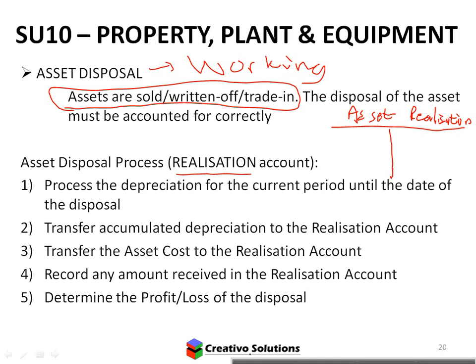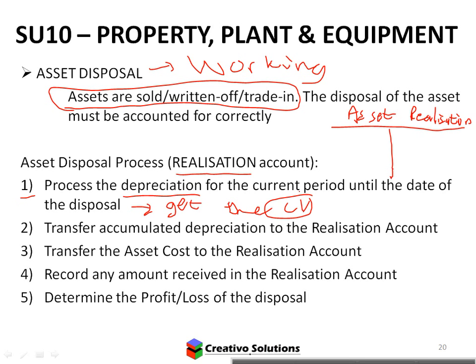So how do you do an asset disposal? Here's the first bit. Number one, process the depreciation until the day that you sell it. If I'm selling the asset halfway during the year, I need to process depreciation until the day that I sell it, because I need to know what the carrying value is. Get the carrying value. That's why you're doing that.